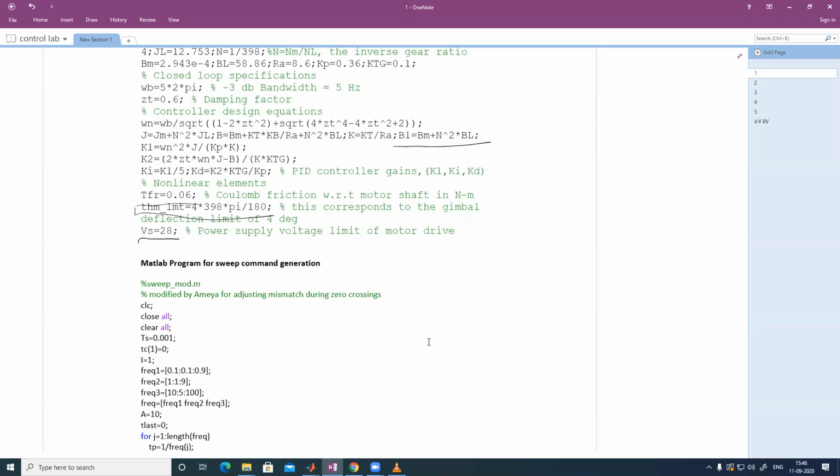Sir, beside that TFR gain, one block is there. What is that? That is the signum function. It's a sign function. That is available in the Math Toolbox.